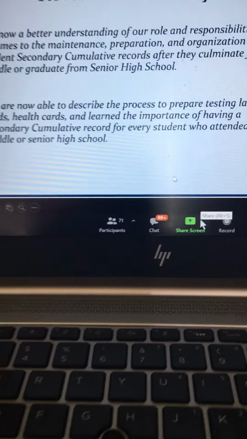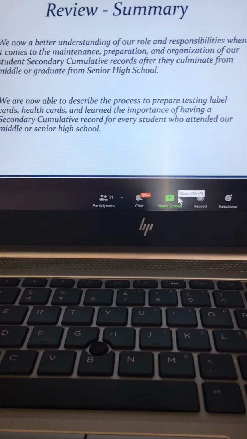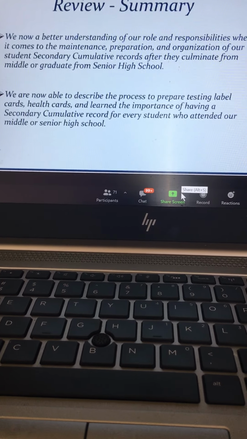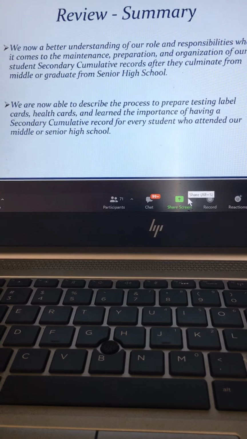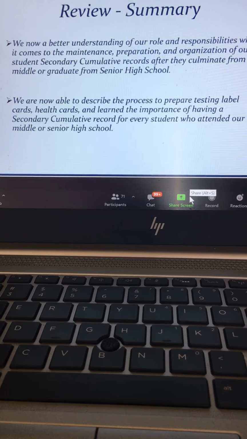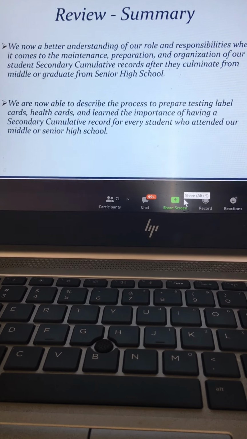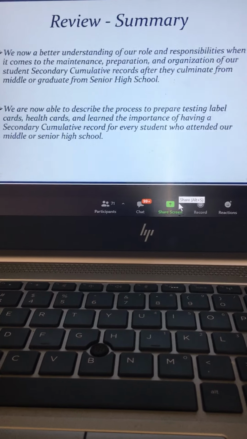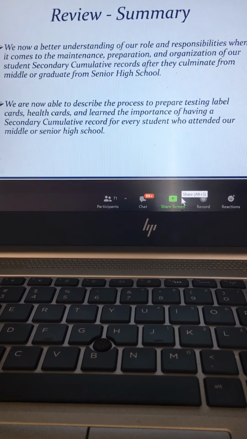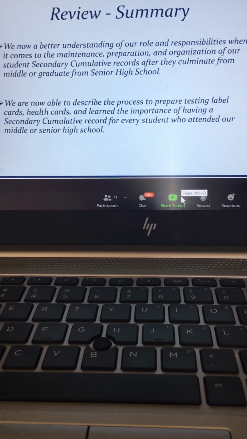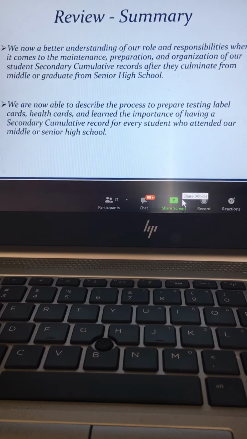So in review and summary, by now we have a better understanding of our role and responsibilities when it comes to the maintenance, preparation, and organization of the student cumulative records after our students culminate from middle or high school. And by now we are able to describe the process for the preparation of the testing label cards, health cards, and also learn the importance of having a secondary cumulative record for every student who attended our middle school or graduated from our senior high schools, 12th graders.